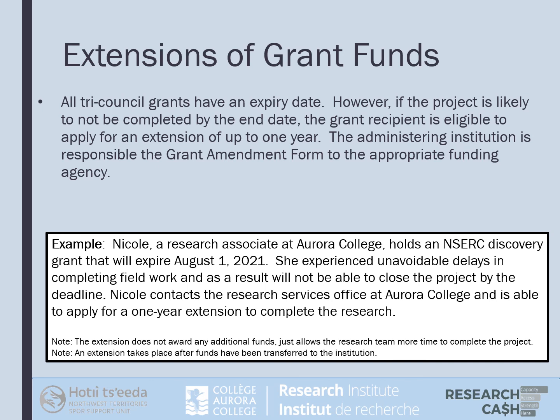So in the example, Nicole is a research associate at the college who holds an NSERC Discovery grant, and it will expire on August 1st. She's experienced unavoidable delays in completing the field work, and so she's not going to be able to complete by the deadline. She contacts the research services office at her college and is able to apply for a 1-year extension to complete the research. And to be clear, she's not getting any extra money, she's just getting extra time to spend the money that she already has. So that is an extension.